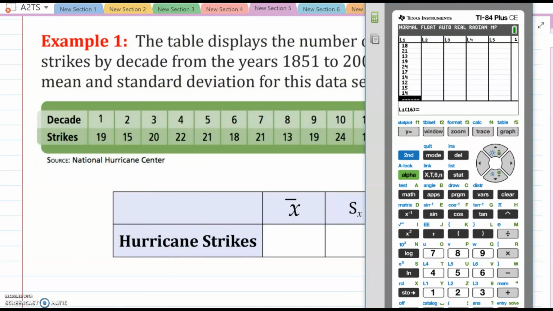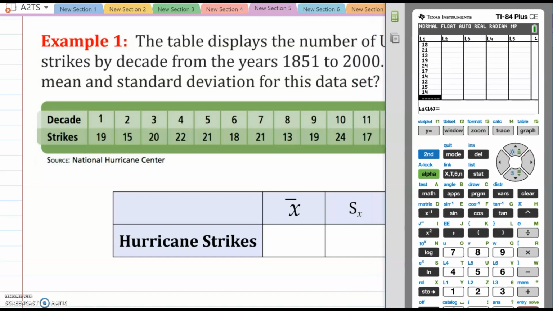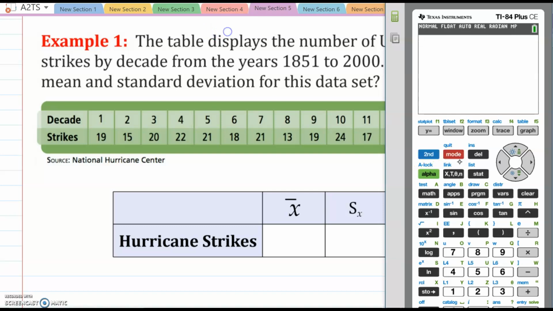So how do I go about doing my calculation that'll allow me to find x bar and s sub x? Well, first off, I'm going to go 2nd, Mode, which is Quit. I go back into Stat. I hit the right arrow for Calc, and I get 1-Var Stats here, which is 1. Again, with the 84 Pluses, you're going to have to scroll through this. I think on 83s and lower 84s, it should just go straight here.